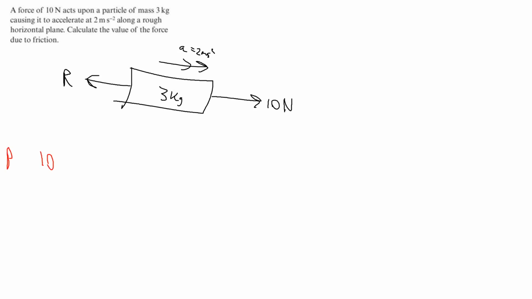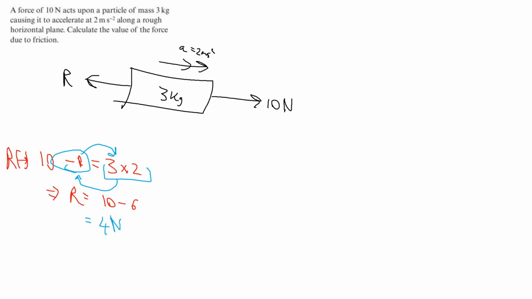If we were resolving it to the right, excuse me, 10 minus R is equal to the mass times acceleration, which means that R is equal to 10 minus 6, okay? All we're doing is we're putting this on one side and this on the other side, giving us an answer of 4 newtons of resistive forces.